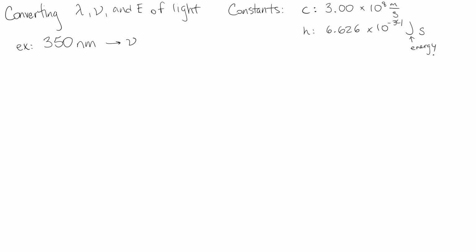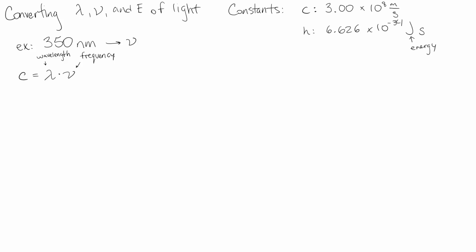So, for example, if we wanted to convert 350 nanometer light to frequency, we have to use the equation. The relationship between wavelength and frequency is that the speed of light is equal to the product of wavelength times frequency. Remember, lambda, this first character here, is wavelength, and nu, the second character here, is frequency.